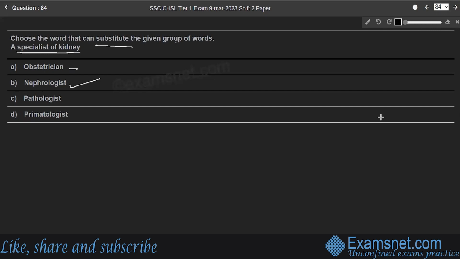Whereas obstetrician. So, who is an obstetrician? This term refers to a medical specialist who specializes in pregnancy, childbirth, and the care of women before, during, and after childbirth. Whereas pathologist refers to a medical specialist who examines and diagnoses diseases by studying tissues, cells, and bodily fluids. Whereas primatologist refers to a scientist who studies primates such as monkeys and apes and their behavior, genetics, and ecology. Therefore, option B. So, a specialist of kidney is called nephrologist.